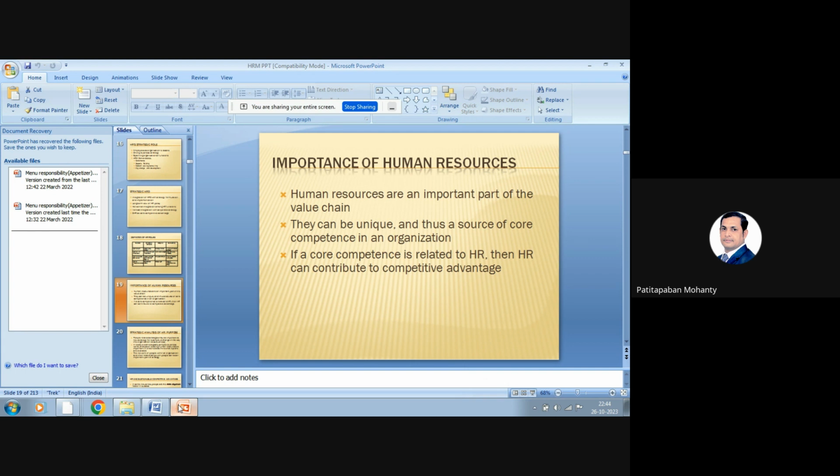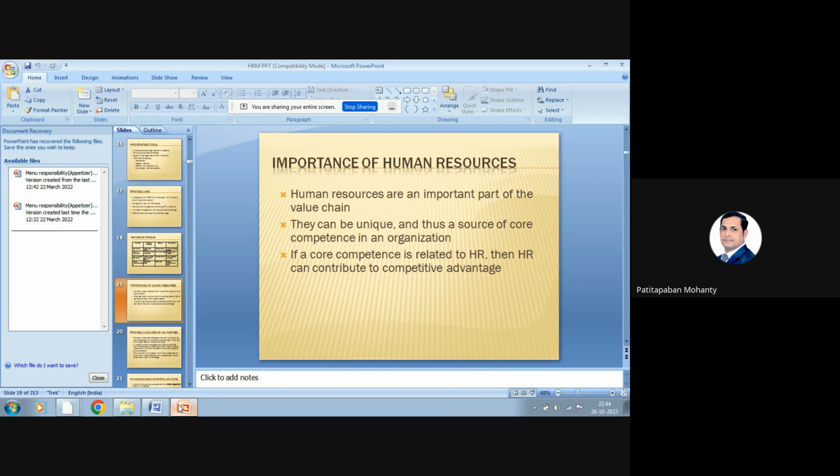The first one is that human resources are an important part of your value chain. In an organization's value chain, apart from infrastructure and other intangible resources, human resource is very, very significant. It will save your organization. It is the building block of your organization. They can be very unique, and thus a core competence of the organization. It is the core, the essence of your organization.